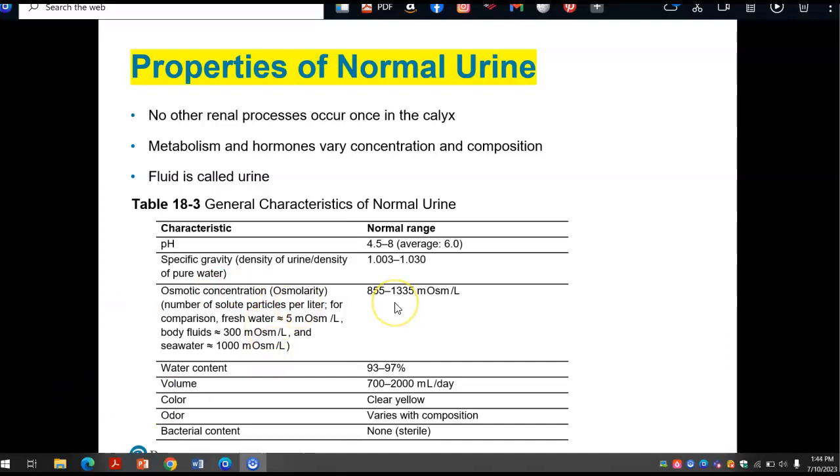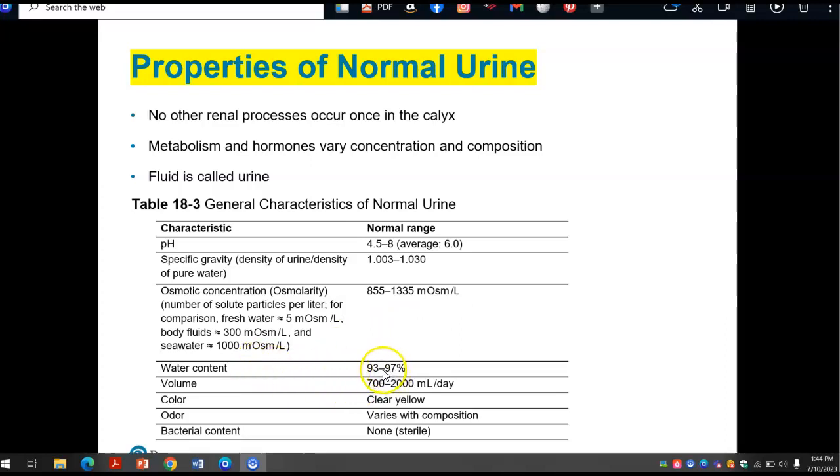And then it lists the osmolarity, or concentration, between 855 and 1,335 milliosmoles per liter. That may not mean anything to you unless you compare it. It means the number of solute particles per liter. Fresh water is about 5, so there are a lot more solutes in urine, as you would probably expect. Body fluids tend to be about 300. That makes sense because you want to get rid of certain solutes by urinating.